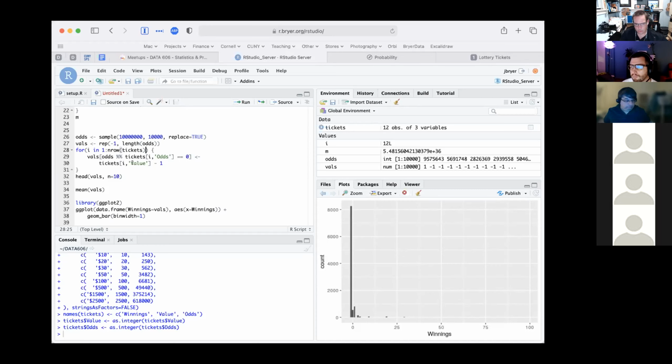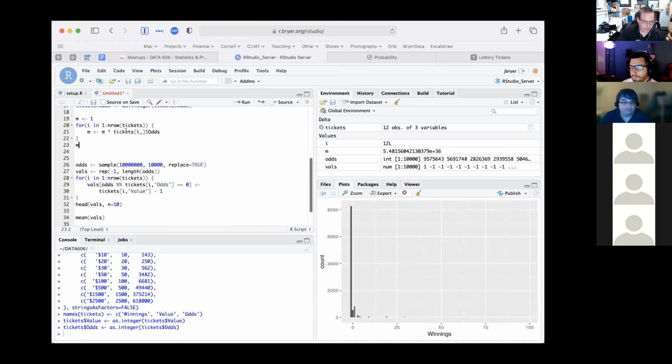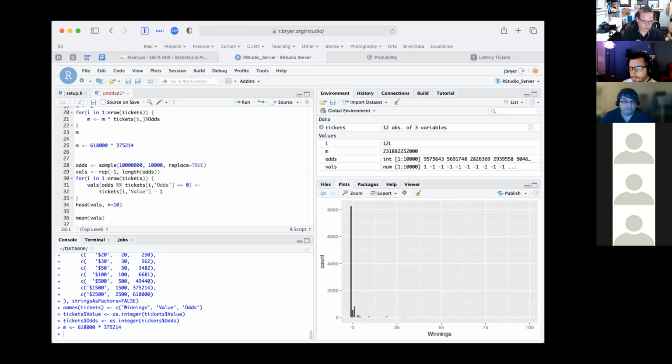Check those odds. If you just take the product of the last two, all the others are a multiple of them. Is it really? Yeah. Oh, thank you. So if I say m is equal to 18,000 times 375,214, and then I make this m. Cool. Neat.